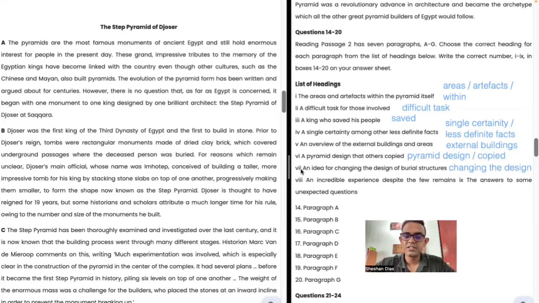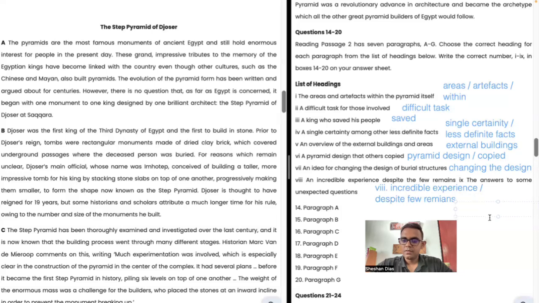That's the keyword of heading number 7, sorry. All right. Then heading number 8, an incredible experience despite the few remains. Incredible experience would be one, right? And the other one would be few remains. Despite few remains. Incredible experience despite few remains.